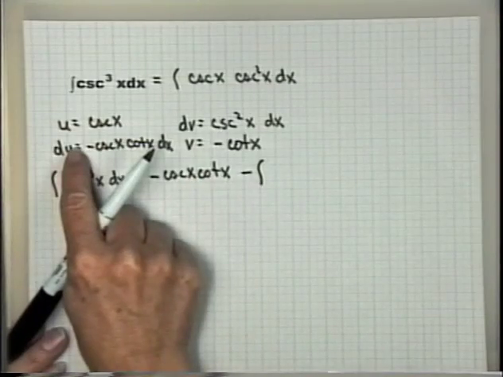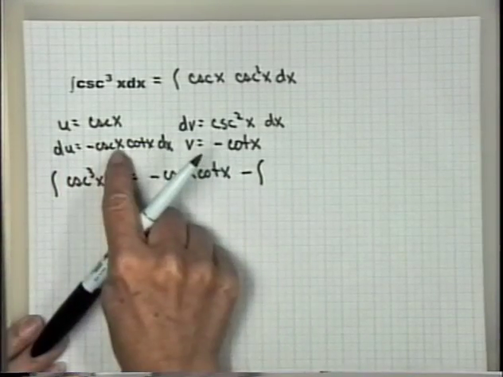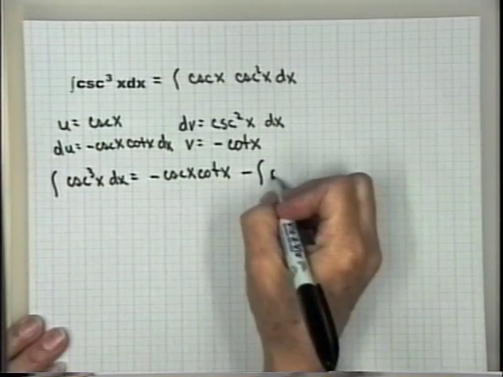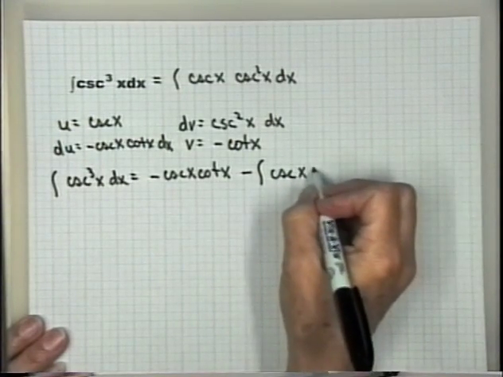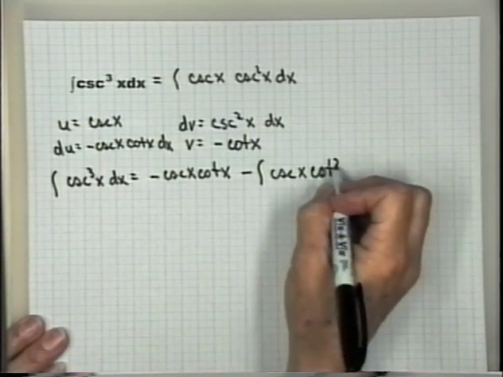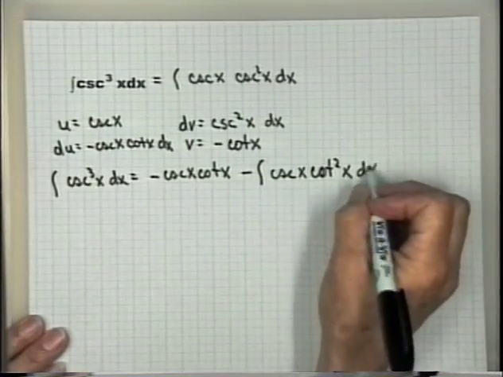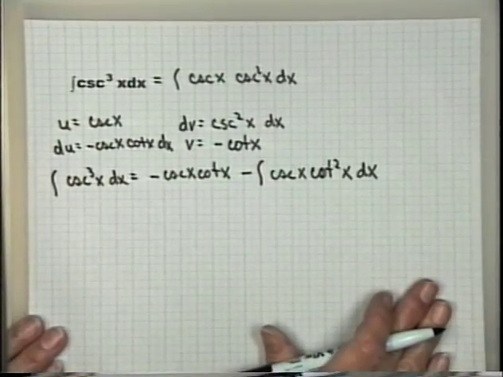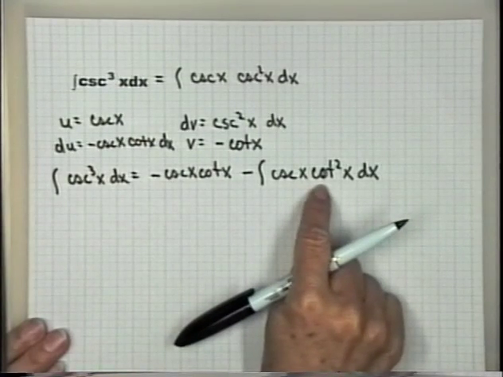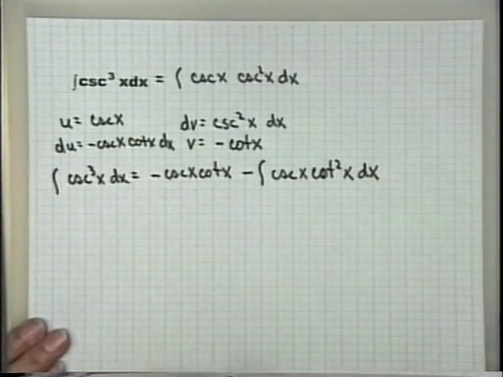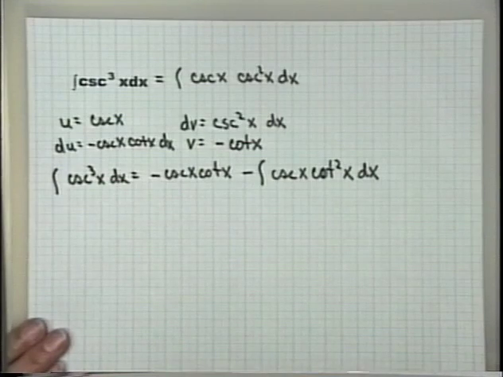Notice the negative times the negative will become positive. You'll have cosecant times cotangent squared. So cosecant x times cotangent squared x dx. Now, this really doesn't look any better, but I promise you that we are making progress here.